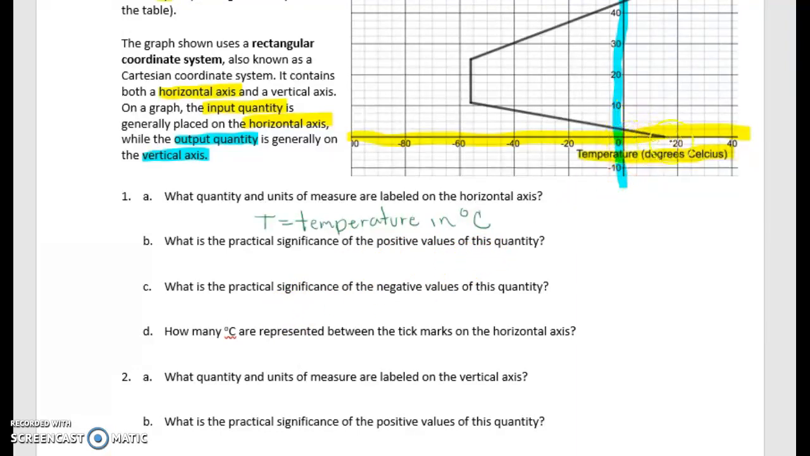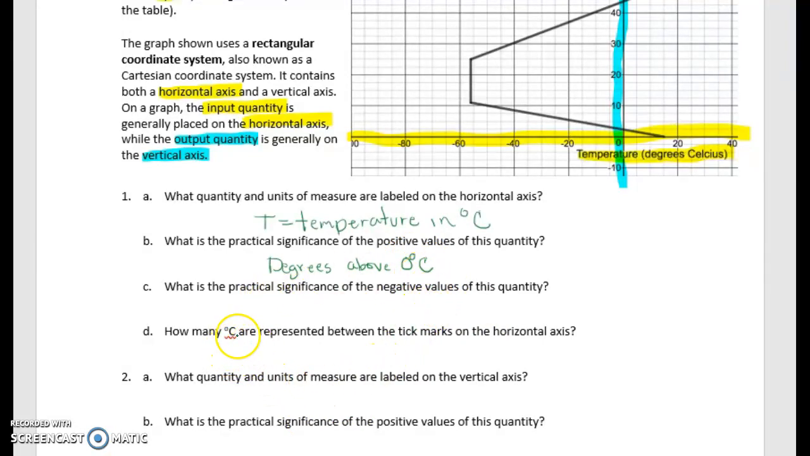And then what is the practical significance of positive values of this quantity? Well, this would be all these values over here, 0, 5, 10, 15, 20, and so on. So this would be degrees above 0 centigrade. And then negative values would be degrees below 0 degrees Celsius.